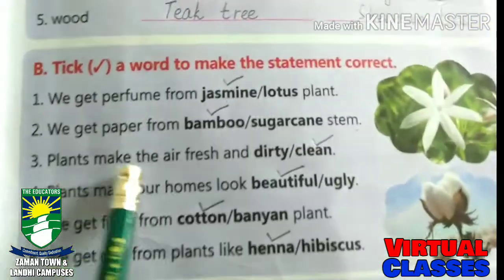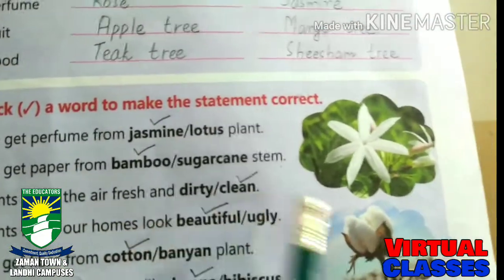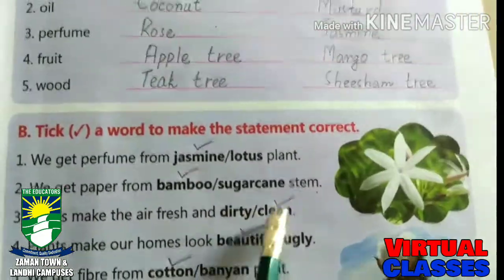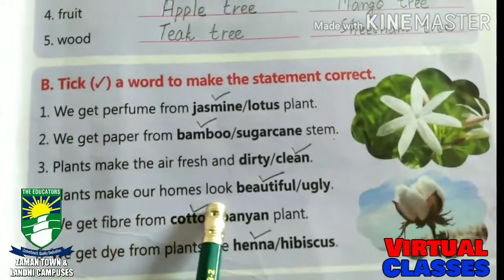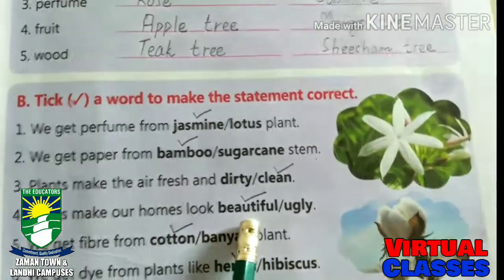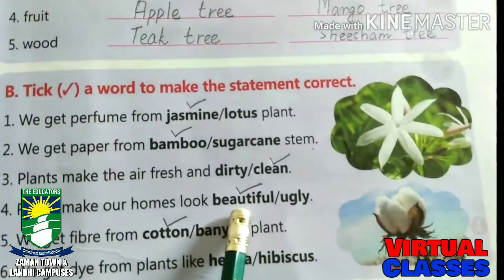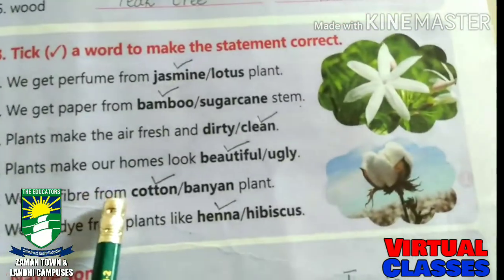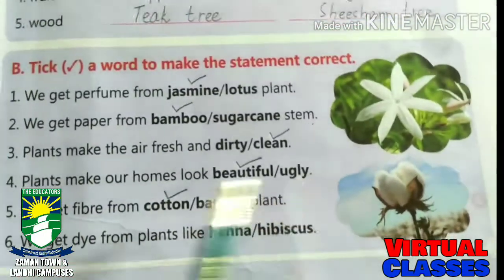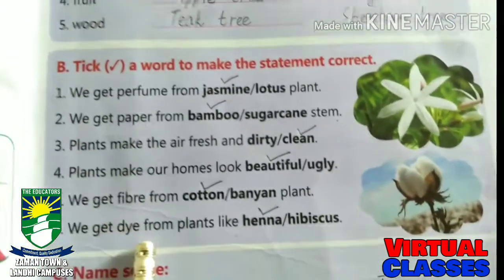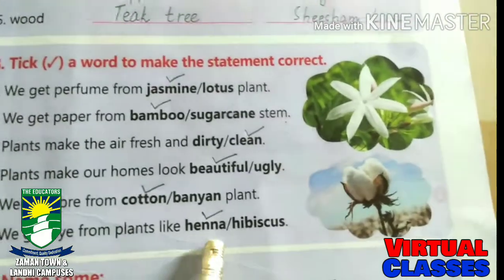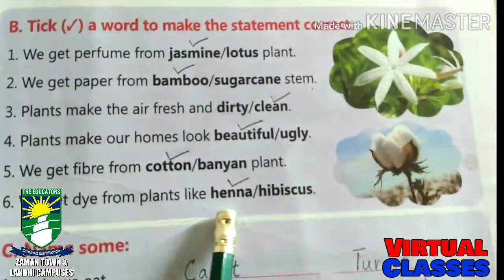Number 3, plants make the air fresh and dirty or clean. Clean is the correct answer. Number 4, plants make our homes look beautiful. Beautiful is the correct answer. We get fiber from dash plant, from cotton plant. We get dye from the plants like henna or hibiscus. Henna is the correct answer.